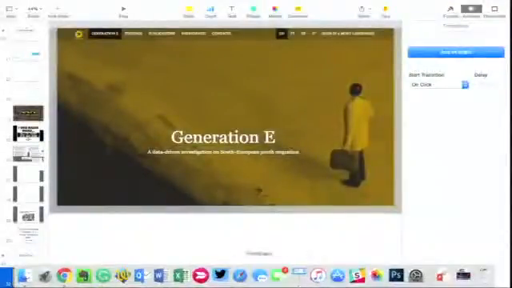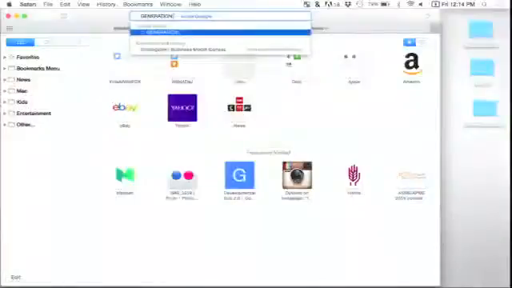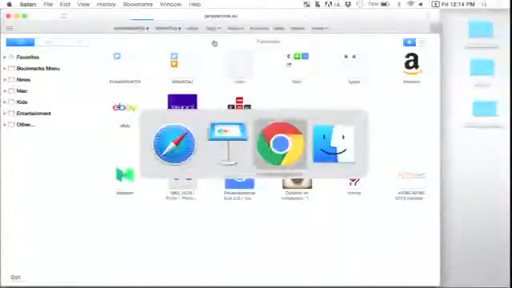Let me take Safari. I'll open it very quickly here. This is the platform we started as a group of journalists. It's there.